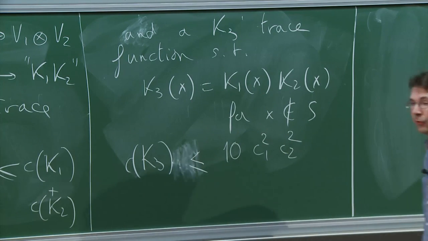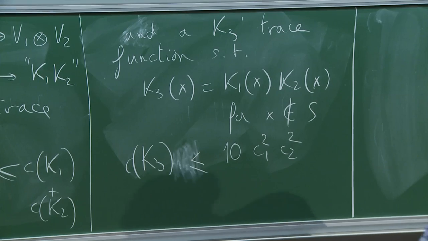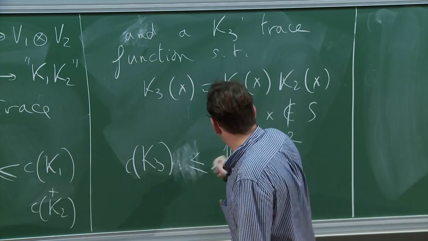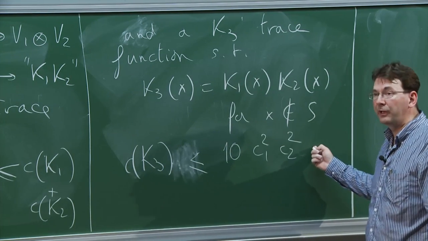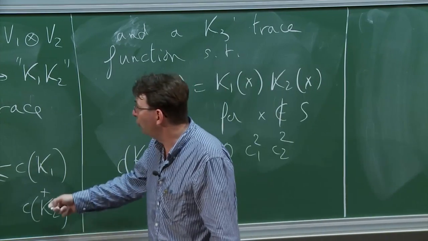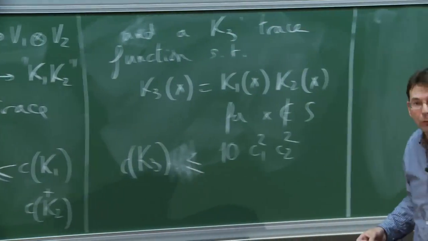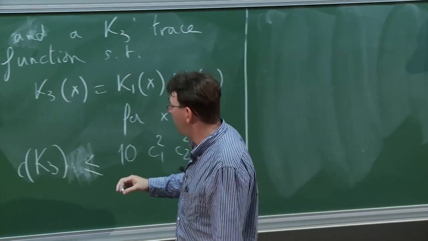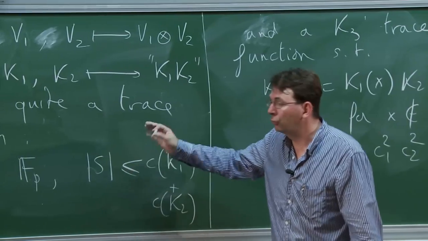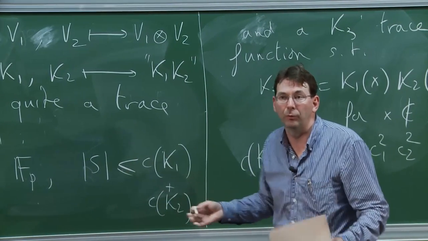So it's only bounded in terms of complexity of K1 and K2. And because K3 is bounded by this quantity, L infinity norm is bounded by this quantity, K1 times K2 is bounded by C1 times C2, because L infinity norm is bounded by complexity. At these boundedly many points where the two functions don't coincide, the difference is also bounded.